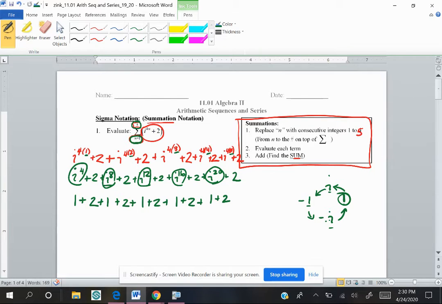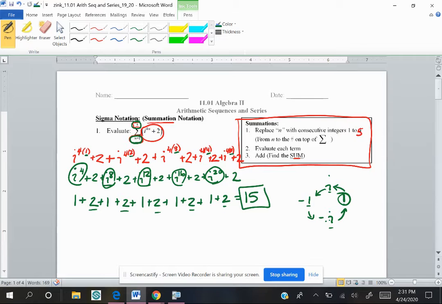All right, so now we're going to just add up our like terms. So everything is like terms together. So we add all this up together. So you've got 2, 4, 6, 8, 10, 11, 12, 13, 14, 15. So our final answer would be 15.